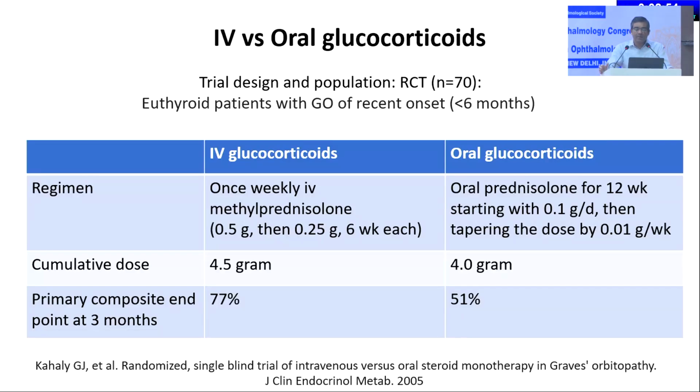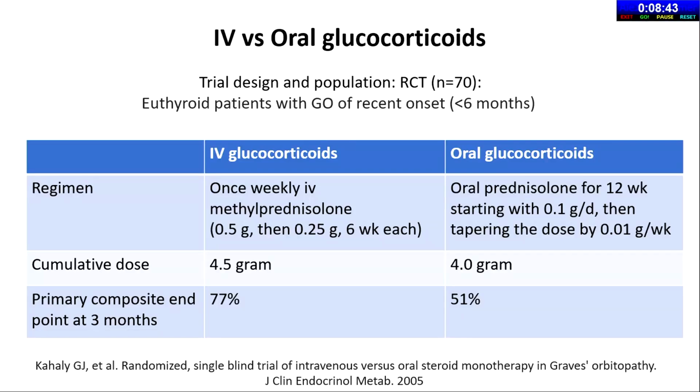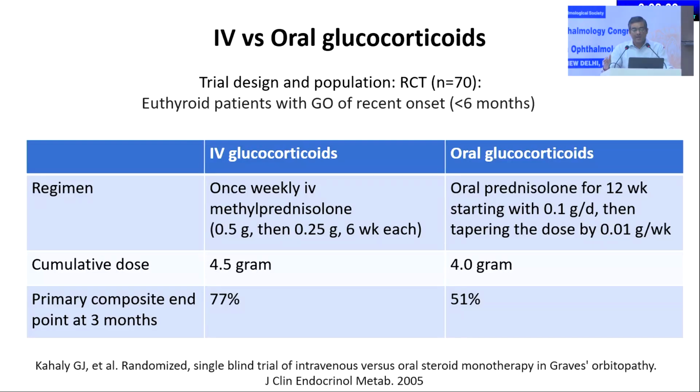So what does the evidence say? This is a trial published in 2005. What we use in our clinics is a once weekly IV methylprednisolone, 0.5 gram every week, and then 0.25 gram every week after completing the 0.5 gram course. So it amounts to 4.5 gram. This regimen, which is the standard of care nowadays, originated from this trial published in 2005.